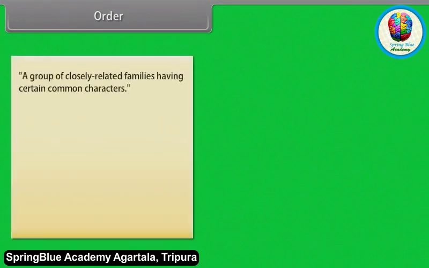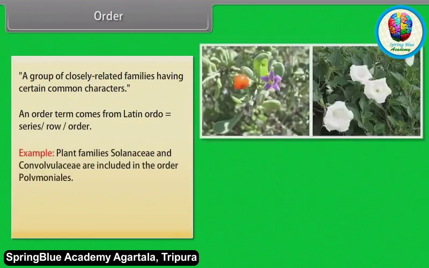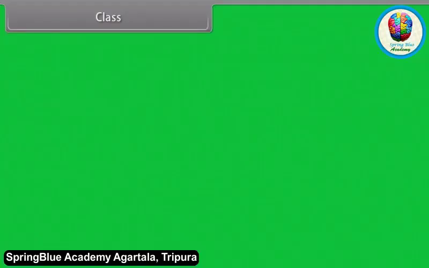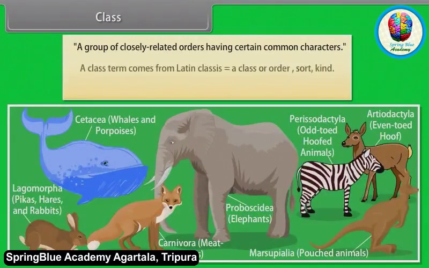Order. A group of closely related families having certain common characters. The term order comes from Latin ordo, series, row, order. Example, plant families Solanaceae and Convolvulaceae are included in the order Polemoniales, while animal families like Felidae and Canidae come under order Carnivora. Class. A group of closely related orders having certain common characters. The term class comes from Latin classis, a class or order, sort, kind. Example, class Mammalia.